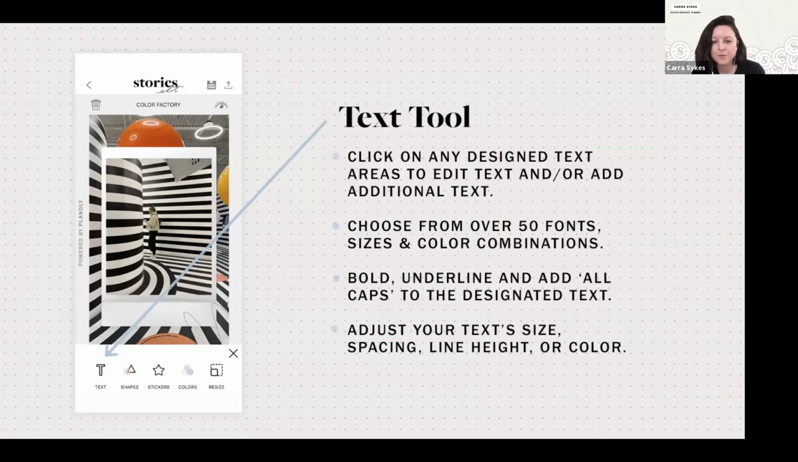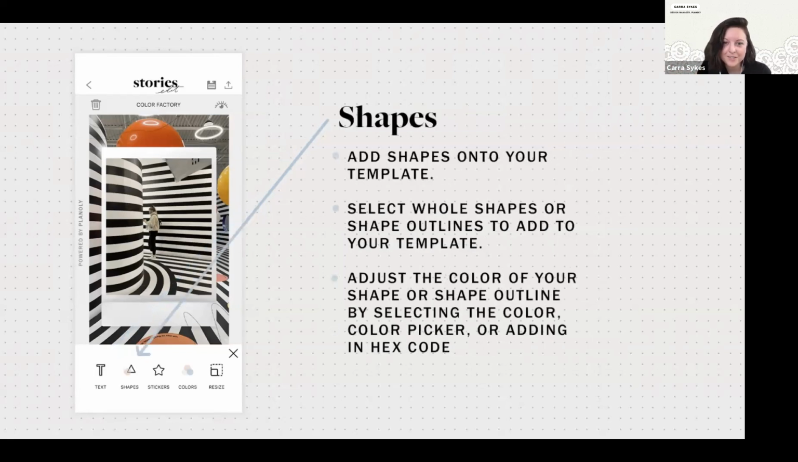So choose from over 50 fonts, sizes, and color combinations. Bold, underline, and add all caps to the designated text. And you can adjust your text size, spacing, line height, or color. The really awesome thing about this is you can customize it just up to having whatever text you want to use, maybe use that throughout all your stories. You can bold, you can underline. There's just so many options.